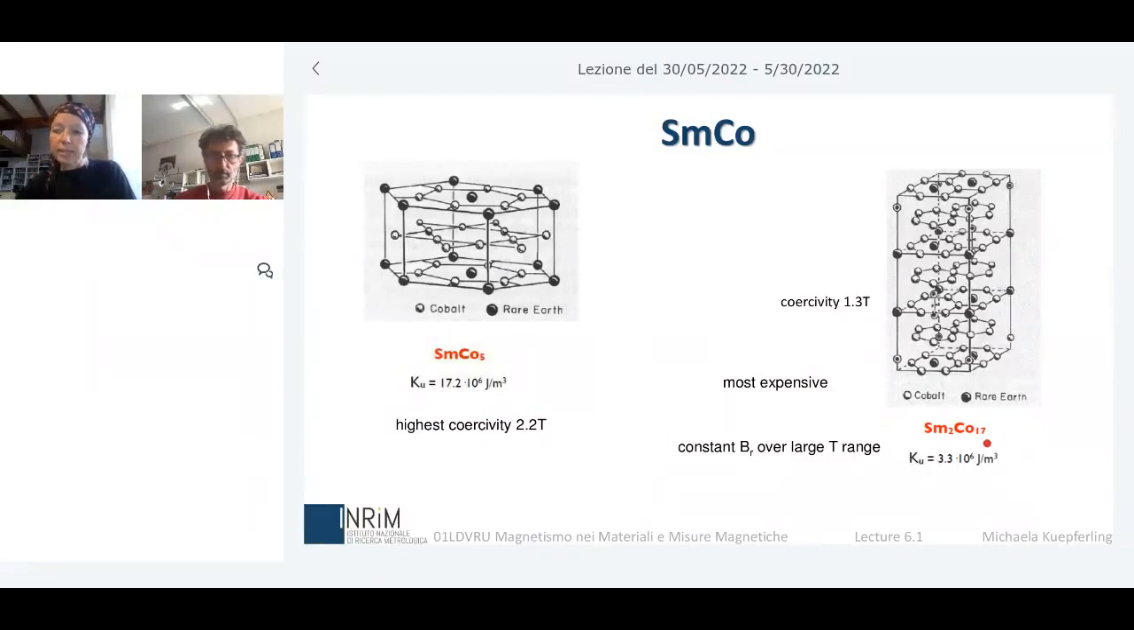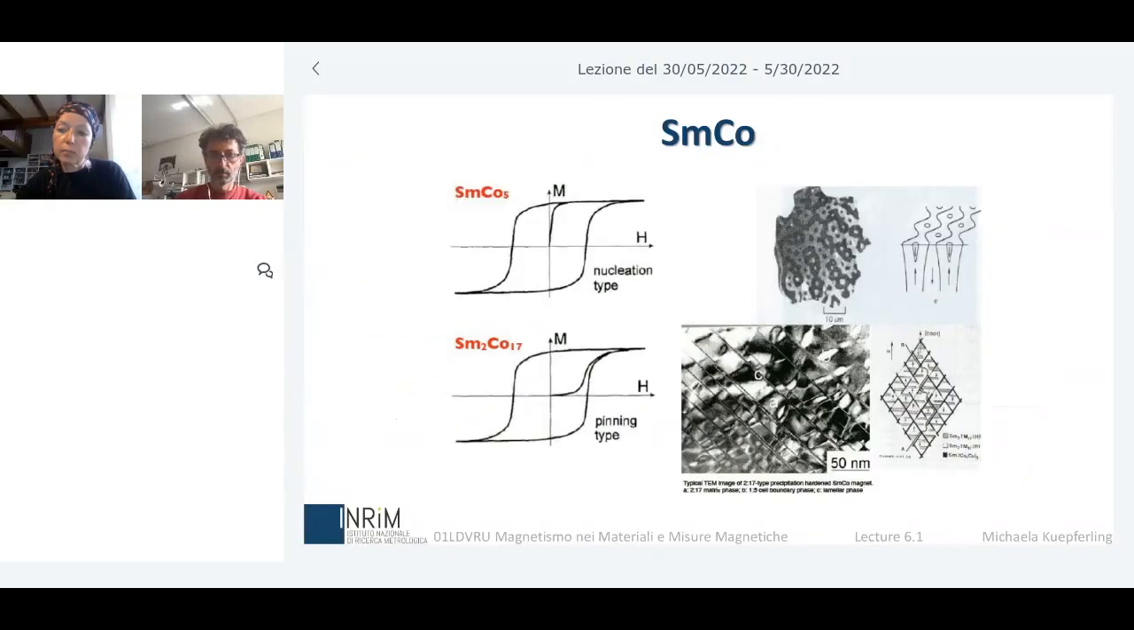Also, the second samarium cobalt alloy is samarium 2 cobalt 17. It has also a good uniaxial anisotropy, a good coercivity, and a constant remanence over a large temperature range. This is also very important for these materials. So samarium cobalt is also used a lot because it's stable in temperature.